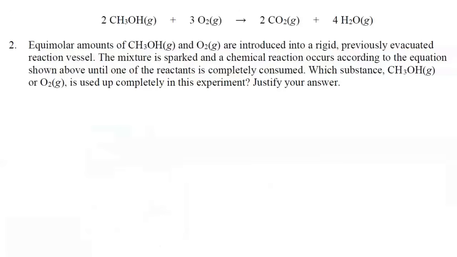All right, now we can move on to question 2, which again, we're going to be talking about limiting reactants a little bit more. Equimolar amounts of CH3OH and O2 are introduced into a rigid, previously evacuated reaction vessel. The mixture is sparked, and a chemical reaction occurs according to the equation shown above, until one of the reactants is completely consumed. Which substance, CH3OH, which is known as methanol, or O2, oxygen, is used up completely in this experiment? Justify your answer.